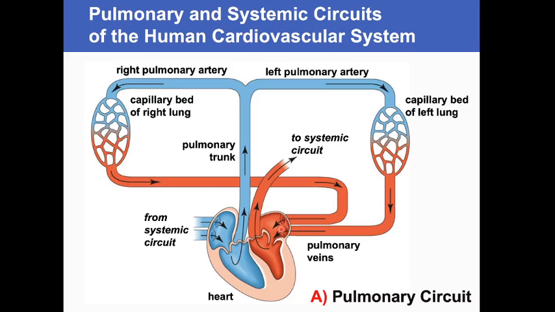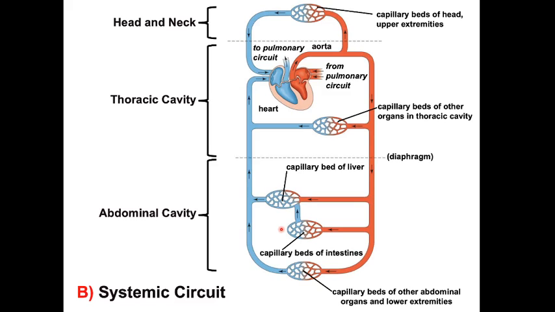Now, here is a more detailed figure of your systemic circuit. Now, we are talking about serving all the rest of your body, not your lungs, right? Over here, this is the right side of your heart going to your pulmonary circuit. Here's the left side of your heart that serves everything else. It sends blood up to your head and arms. Those are upper extremities. Arms are upper extremities. Wings are upper extremities. Flippers on a porpoise are upper extremities.